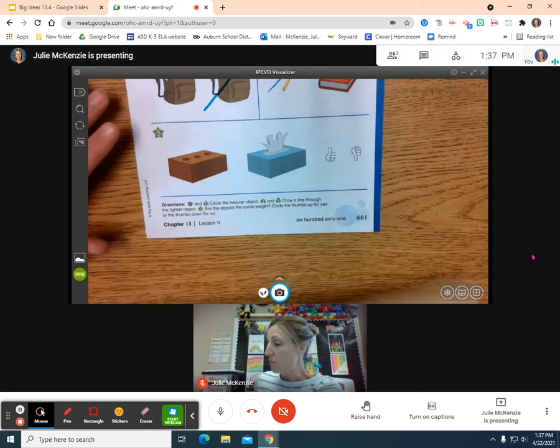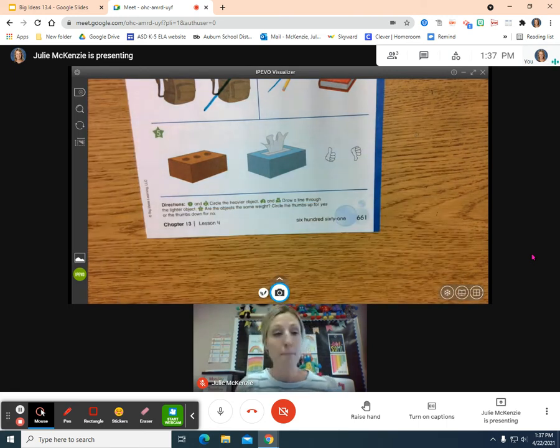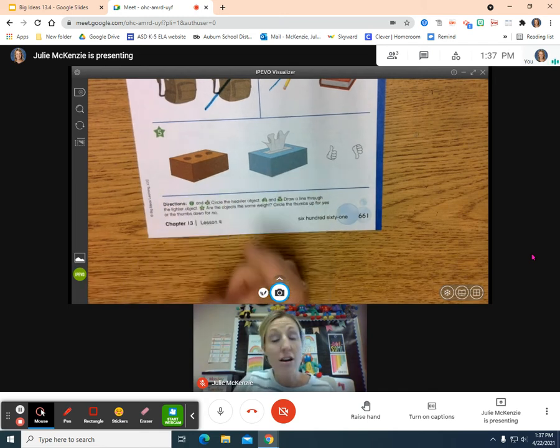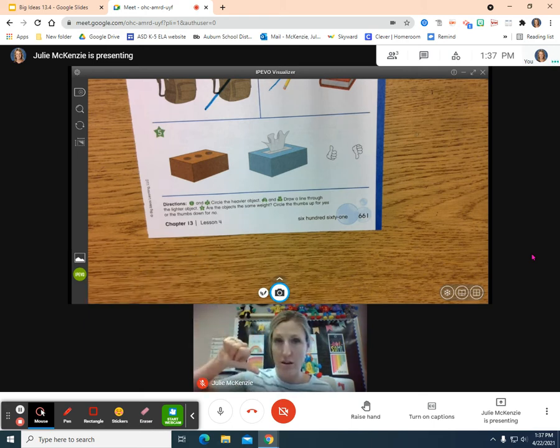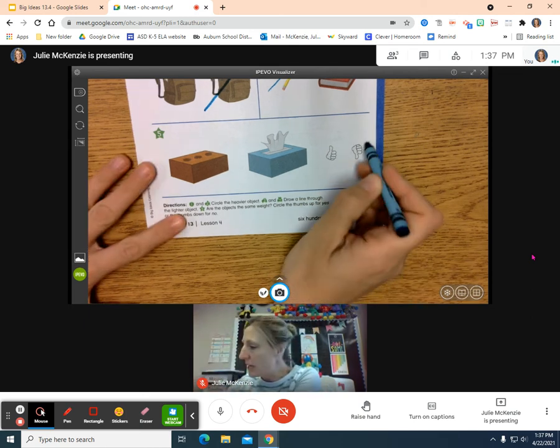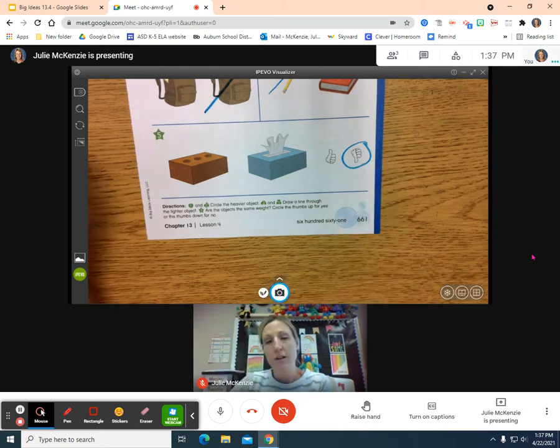All right, we have a brick and a box of tissue. They are about the same size as each other, and they are the same shape as each other. Are they the same weight? Yes or no? What do you think? Are they the same weight? No, a brick is much heavier than a box of tissue.